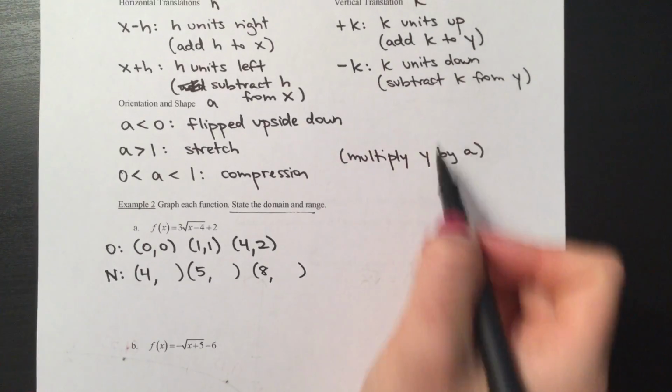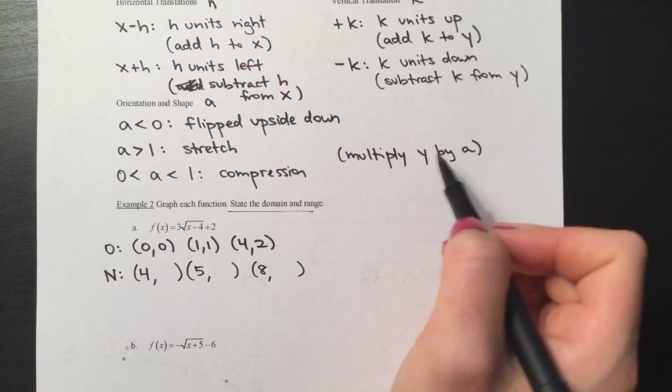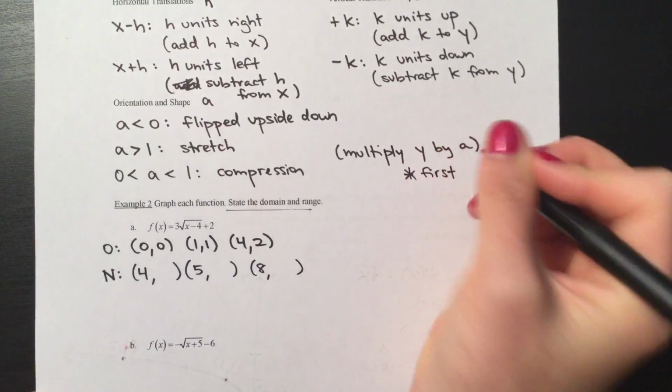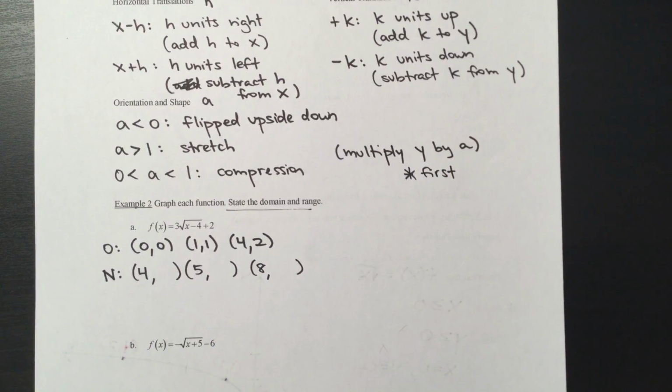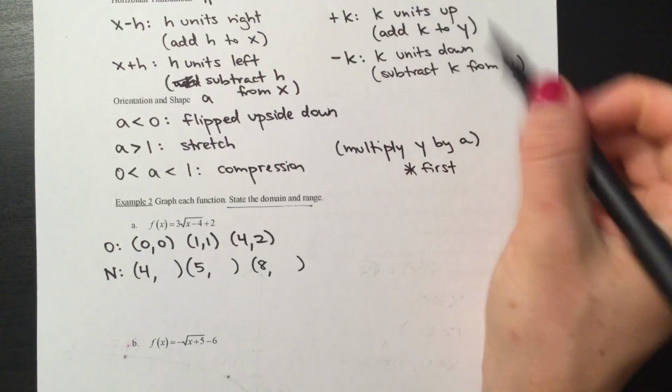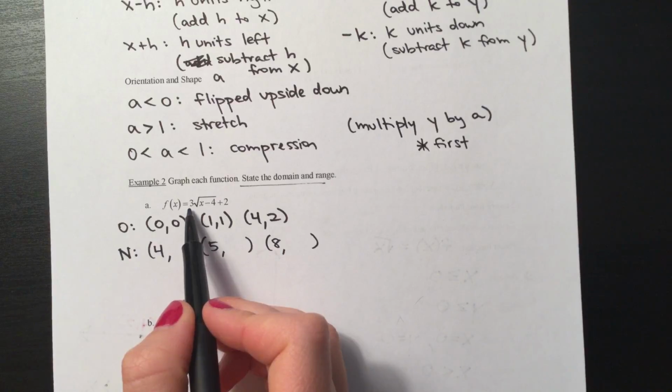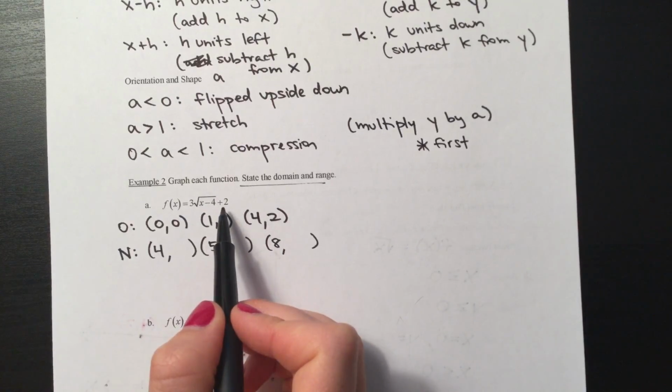And the y values, 2 different things can happen to the y values. Multiplying, and just a quick note, this would happen first. If you're doing a transformation, you would do that first, and then you would add or subtract anything from here. So first, we're going to multiply the y values by 3, and then we're going to add 2.